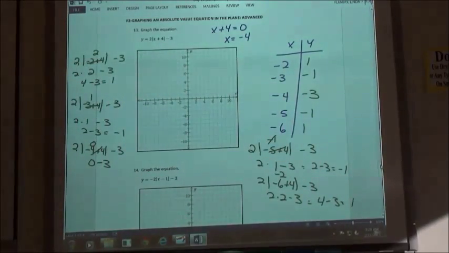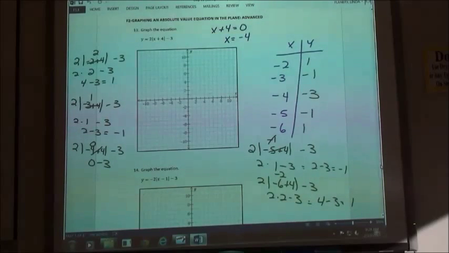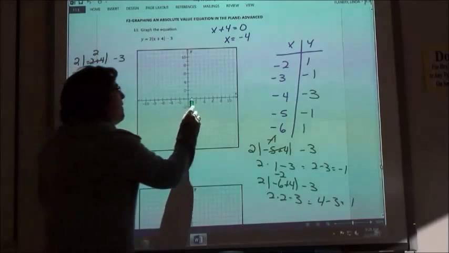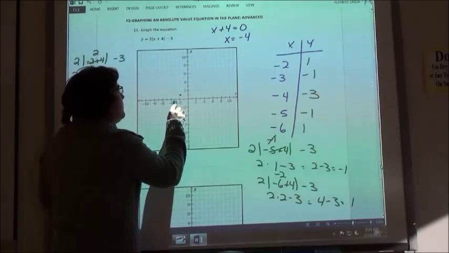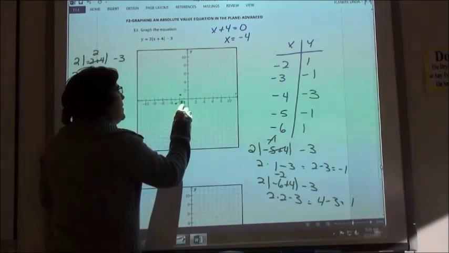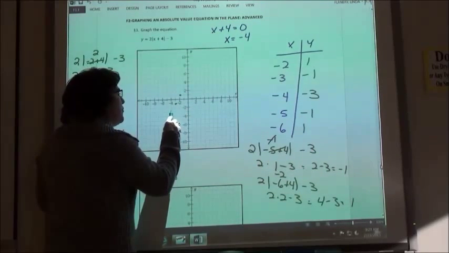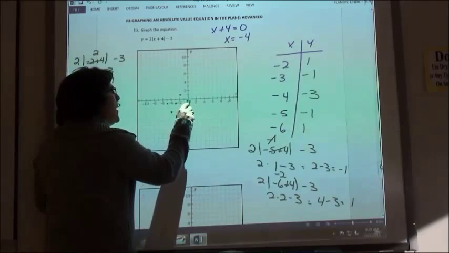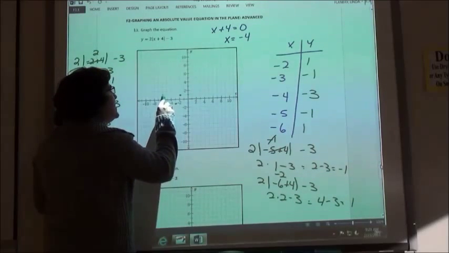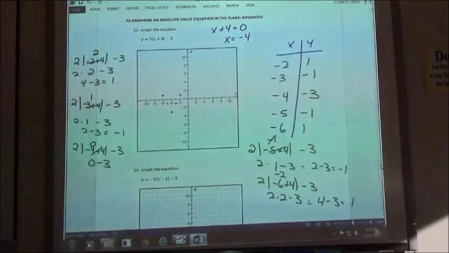Notice on there, the top answer and the bottom answer are the same. The second answer and the fourth answer are the same. And the other one should be in the middle. When I plot those points: negative 2, positive 1. Negative 3, negative 1. Negative 4, negative 3. Negative 5, negative 1. And negative 6, positive 1. What's going to happen is it's going to look sort of like a V.